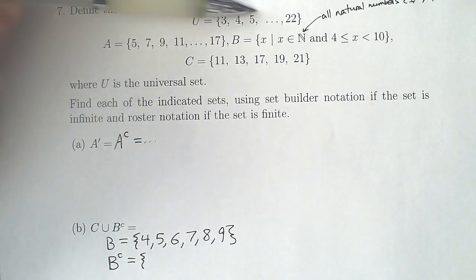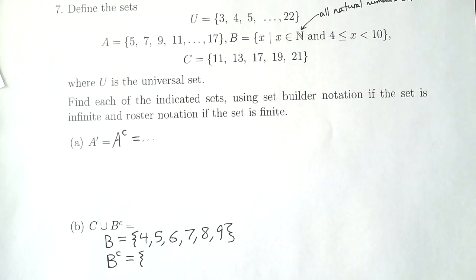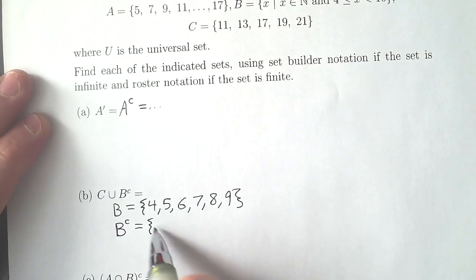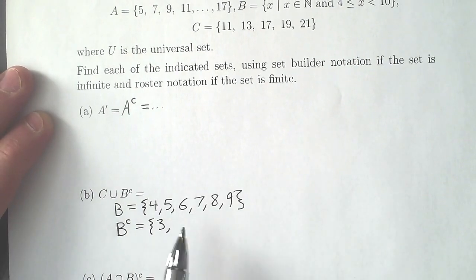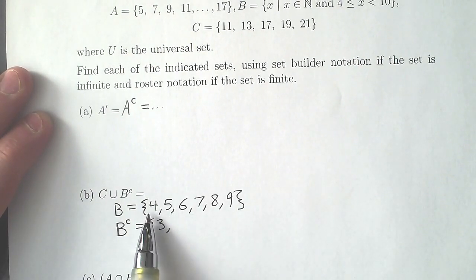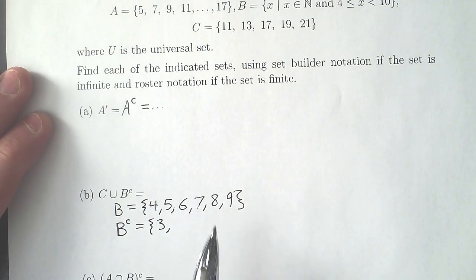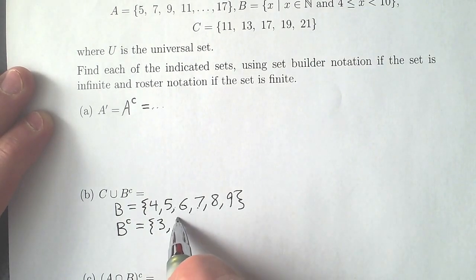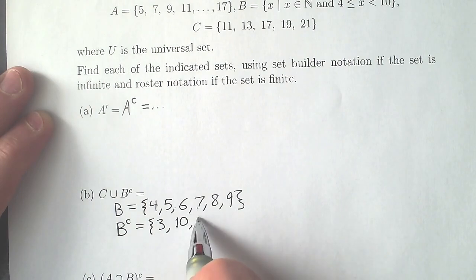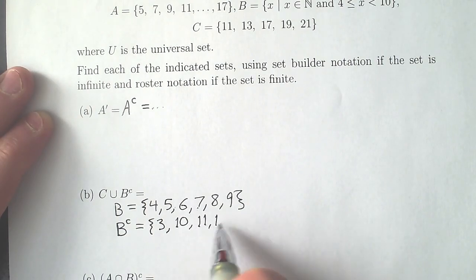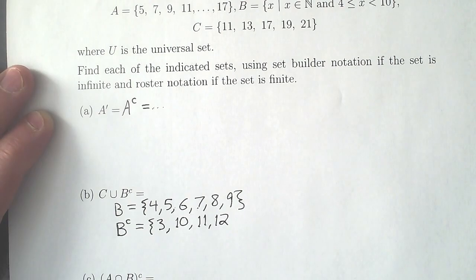Okay, there's a lot in there. There's a lot living in those dots between 5 and 22. So let's just start writing numbers that are in U but not in B. So I guess 3, and then well, 4, 5, 6, 7, 8, 9, those are all in B. So then we start again at 10. 10, 11, 12. These are all things that are in U, but they're not in B.